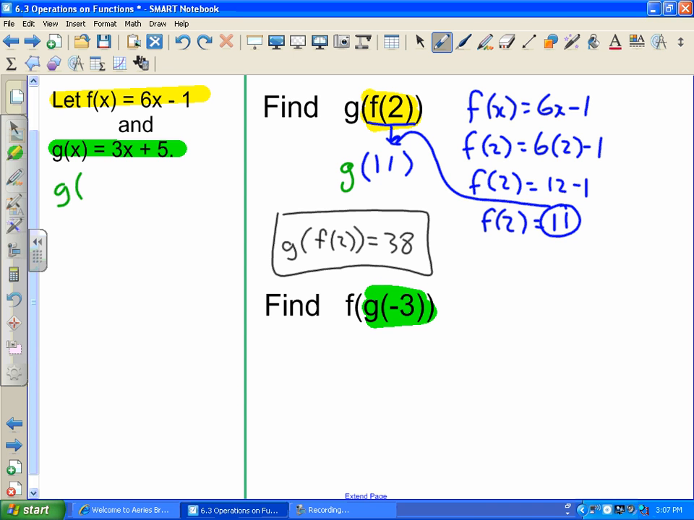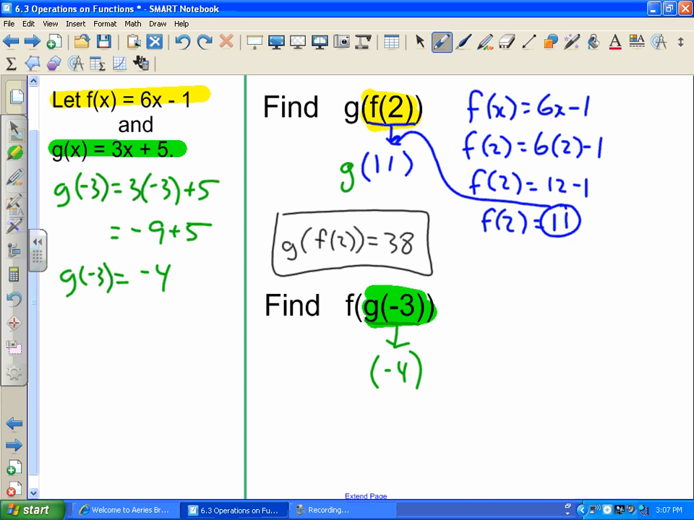Starting from the inside and working out. g of negative 3: 3 times negative 3 plus 5. That's negative 9 plus 5. Negative 9 plus 5 is negative 4. So g of negative 3 is negative 4.